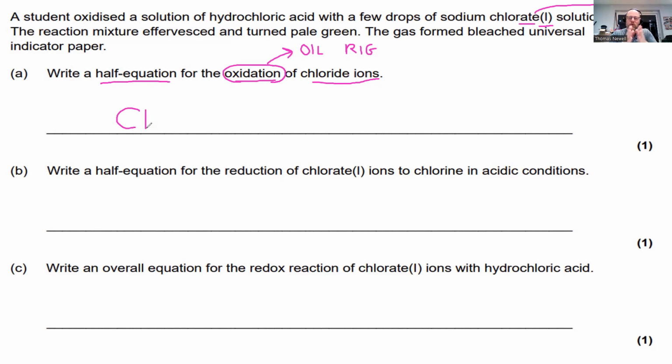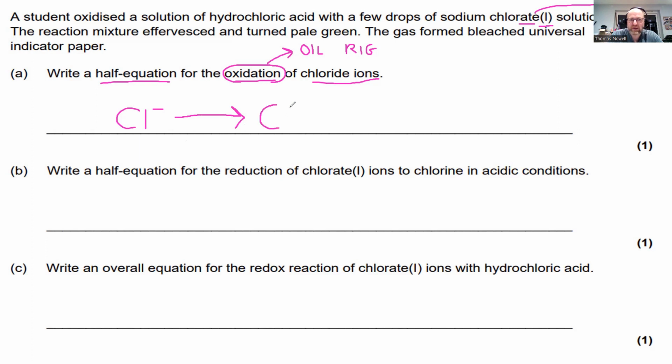Now I need to know what the charge is on that negative ion. Well, chlorine is in group 7. It needs 1 electron to complete a full outer shell, so chlorine forms a -1 ion. So there's our chloride ion, with an oxidation state of -1, and it's going to lose electrons.